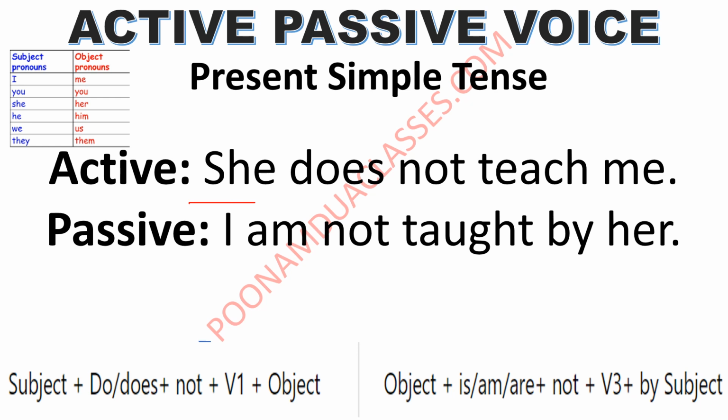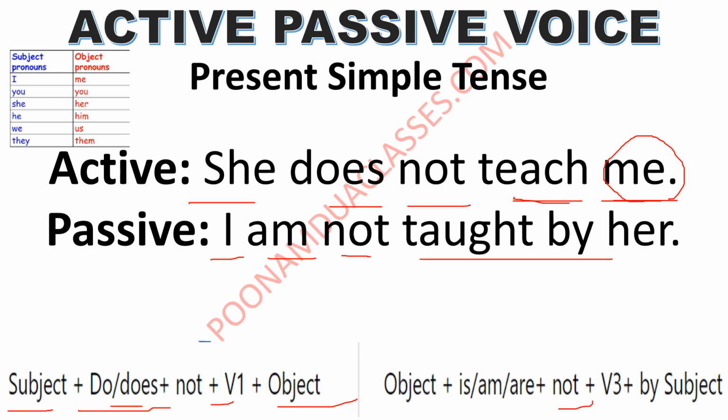One more negative sentence. She does not teach me. She, that is subject, do or does not is there, verb first form, teach, and me, object. Now this object, me, will get converted into subject, that is I. With I, am will be used. I am, then not, third form of teach, taught by, she will get converted into her. So, I am not taught by her.